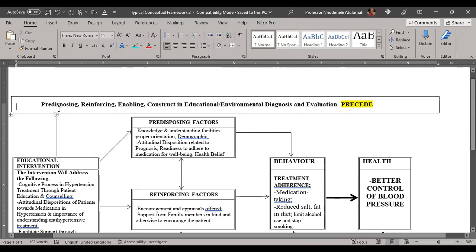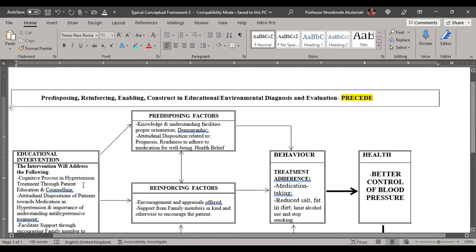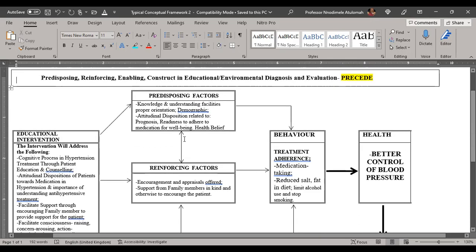So we have the Precede as predisposing, which is this section. It talks about the predisposing factors, the reinforcing factors, and the enabling factors, which is here. So these three are the antecedent factors. If you were conducting an intervention, the intervention will be at this point influencing these three factors. So this meta model or conceptual framework has three predisposing factors, or three antecedent factors to be considered. And it gives the whole intervention an ecological perspective.